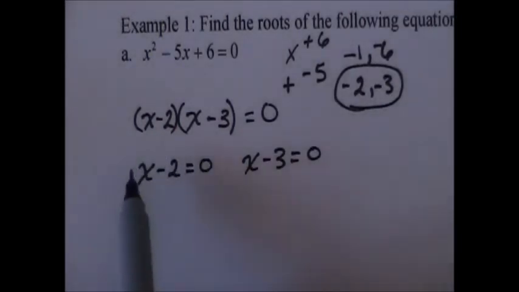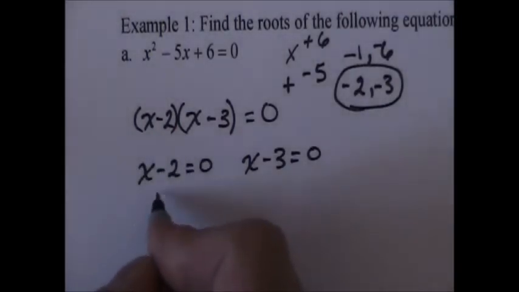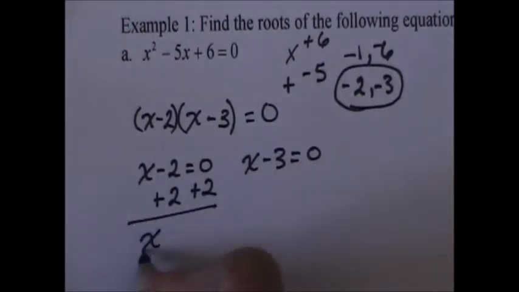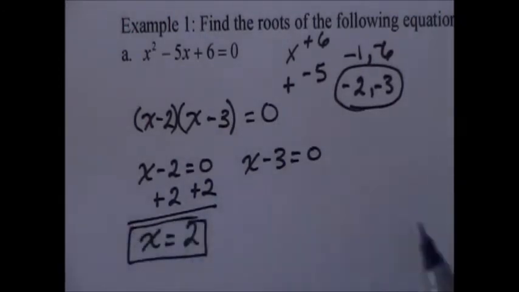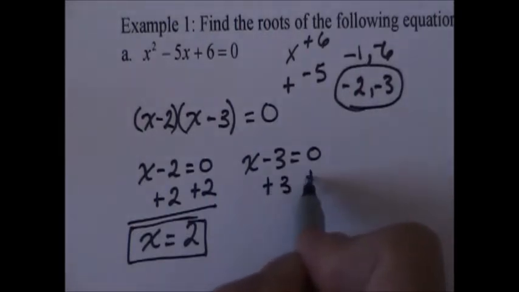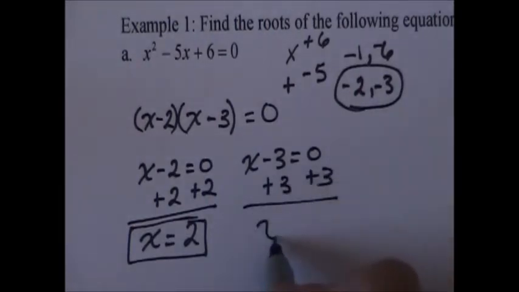So for the first one, currently we're subtracting 2. So add 2 to both sides. We get x is equal to 2. So there's one of them. With our other one, we're subtracting 3. So adding 3 to both sides, we get x is equal to 3.